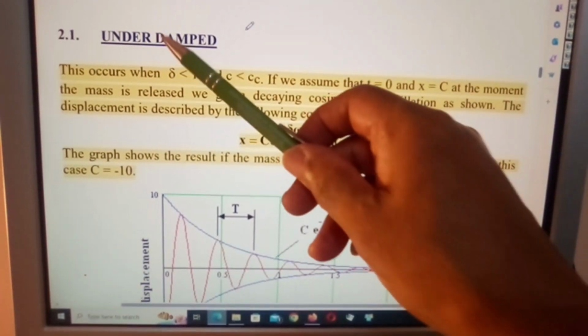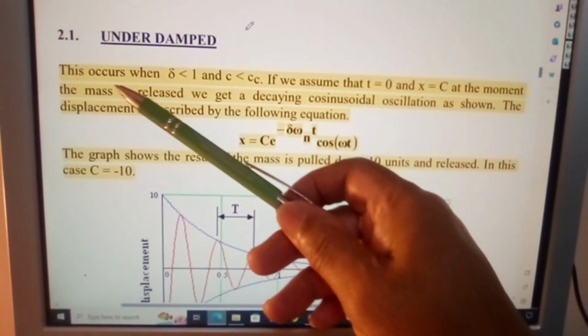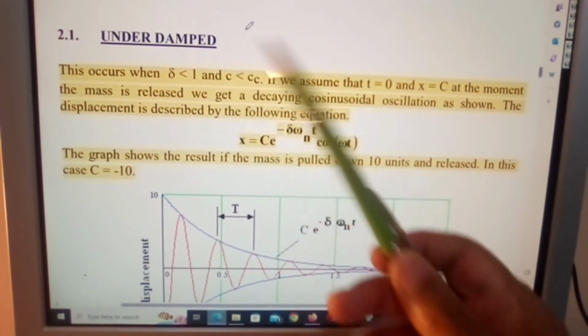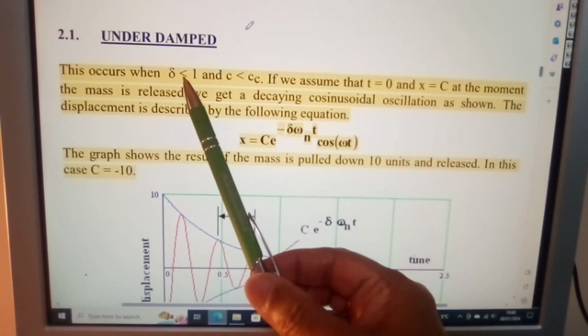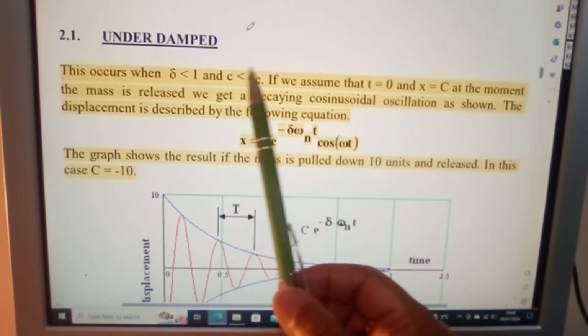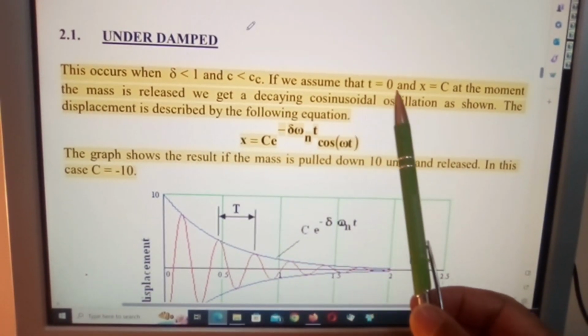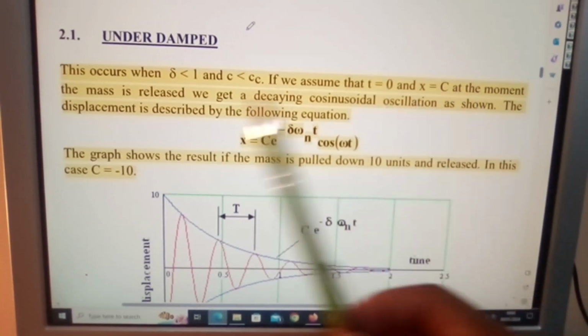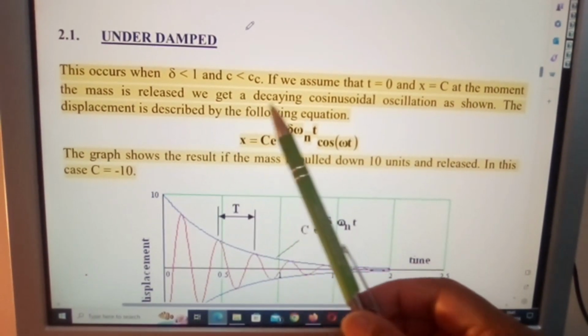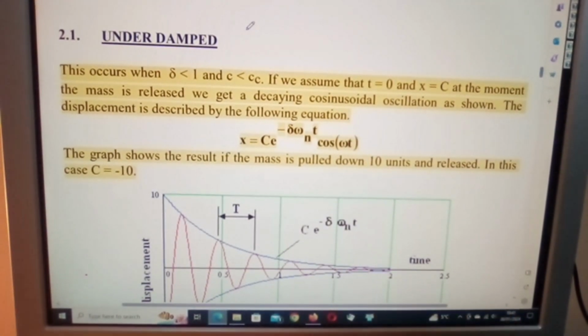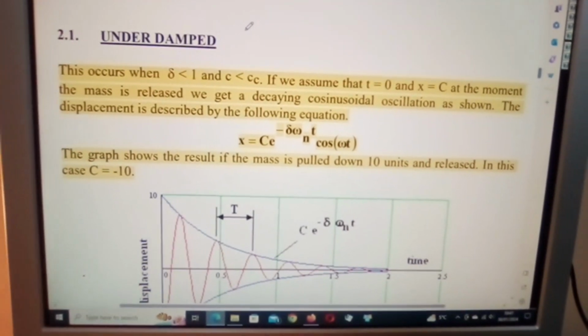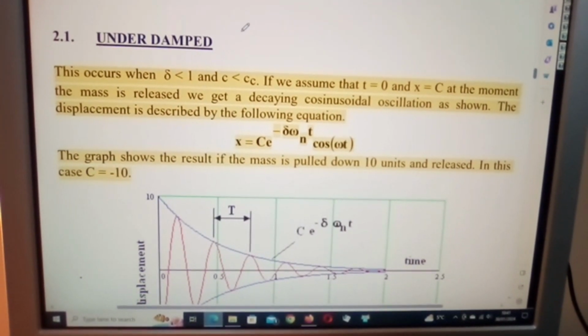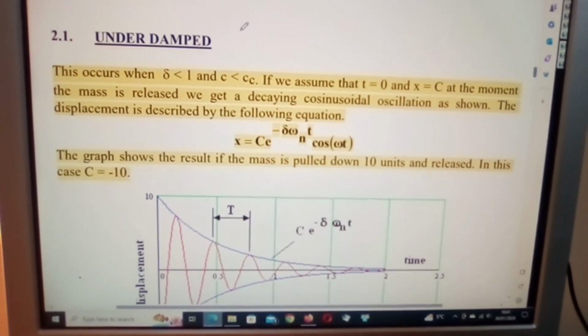Underdamped. This occurs when that situation occurs and this situation occurs. If we assume that t equals 0 and x equals c at the moment the mass is released, we get a decaying cosinusoidal oscillation as shown. The displacement is described by the following equation.